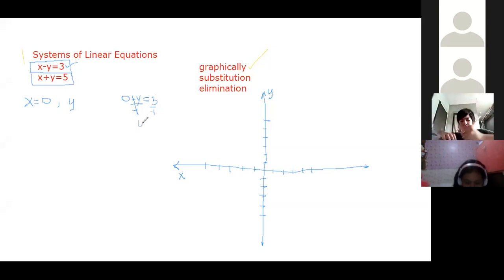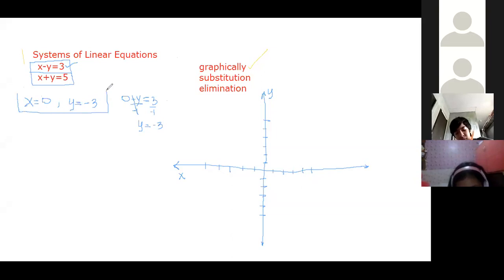So y therefore is equal to 3 over negative 1, which is negative 3. So therefore, if x is 0, our y is negative 3. Right? And this is now our y-intercept. Okay? This one is our y-intercept.